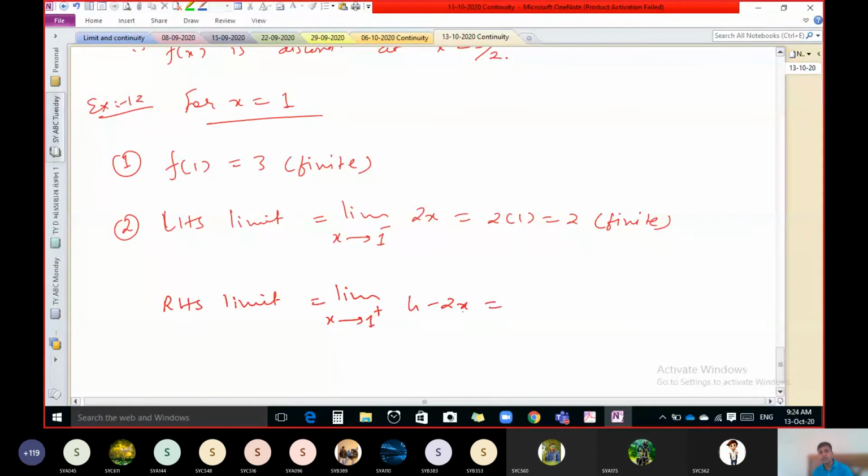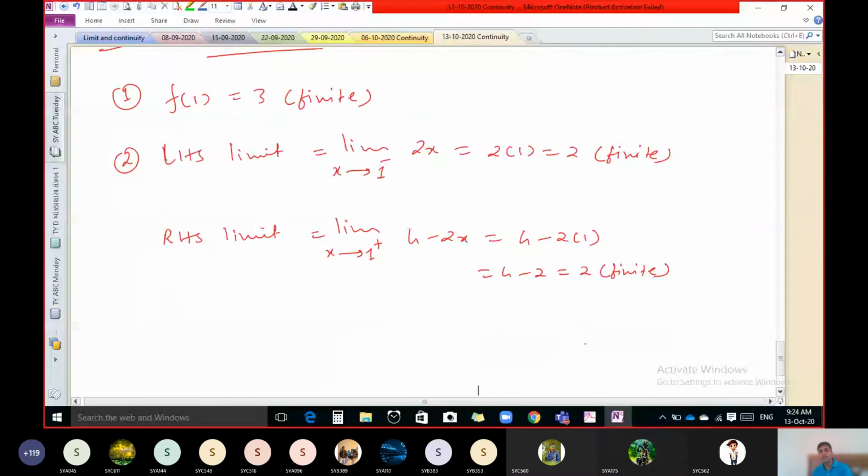Now put x equal to 1. We get 2. Now can you tell me whether the second condition is satisfied or not? Yes, the left hand side limit is equal to the right hand side limit. Therefore, limit x tends to 1, f of x, the answer is 2.